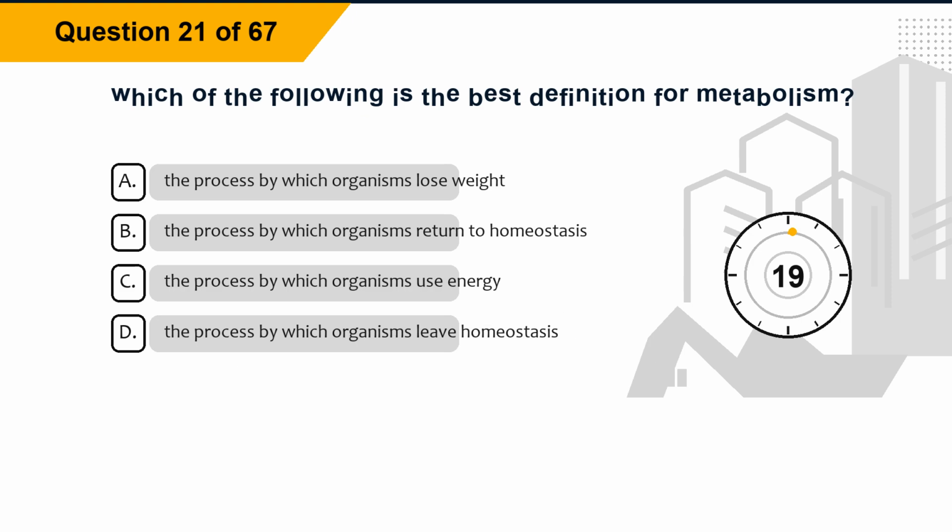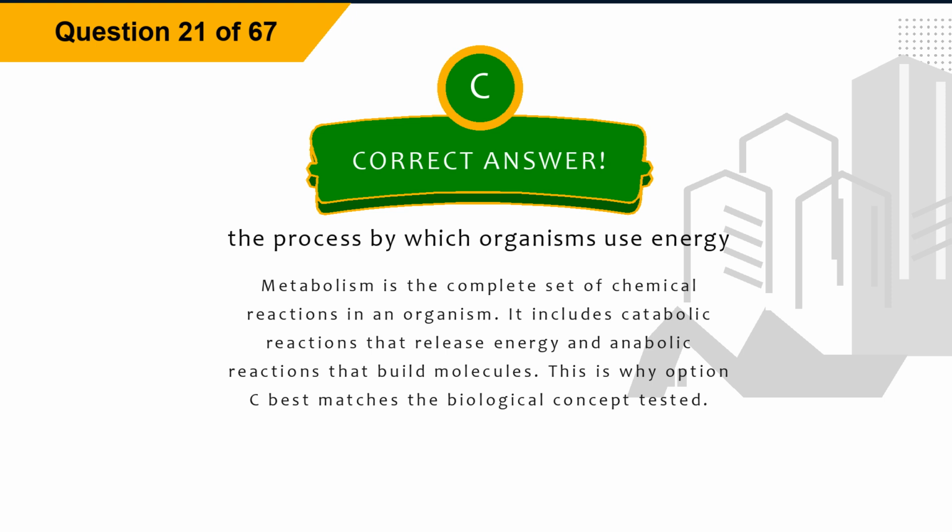Question 21. Which of the following is the best definition for metabolism? Option A, the process by which organisms lose weight. Option B, the process by which organisms return to homeostasis. Option C, the process by which organisms use energy. Option D, the process by which organisms leave homeostasis. The correct answer is option C, the process by which organisms use energy. Explanation. Metabolism is the complete set of chemical reactions in an organism. It includes catabolic reactions that release energy and anabolic reactions that build molecules. This is why option C best matches the biological concept tested.